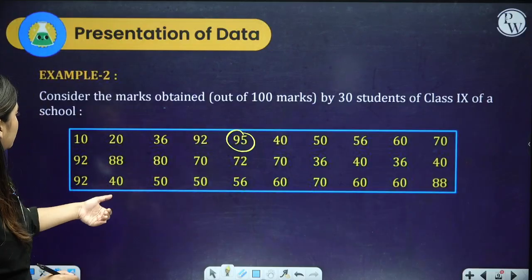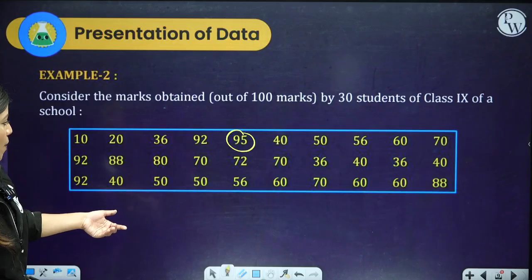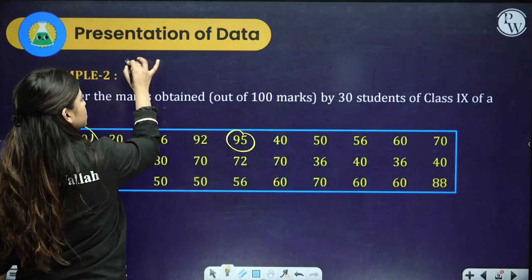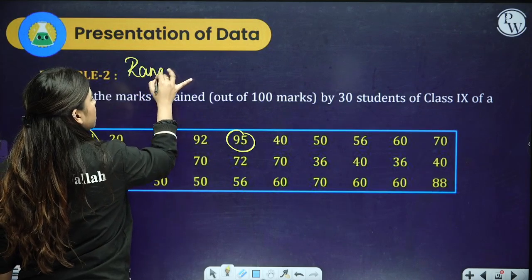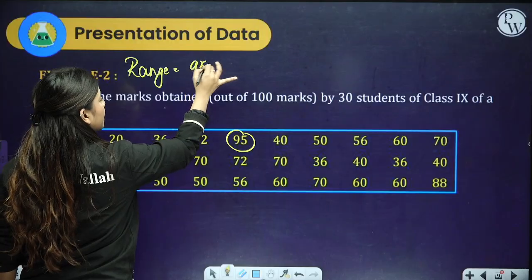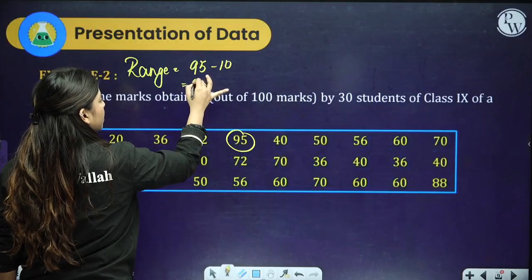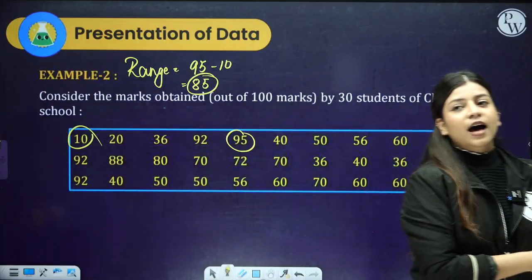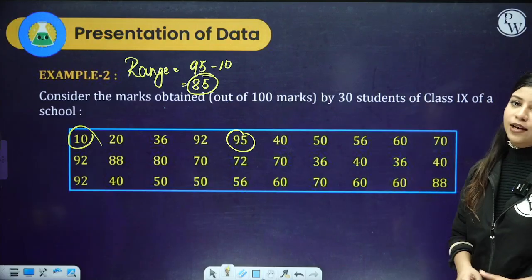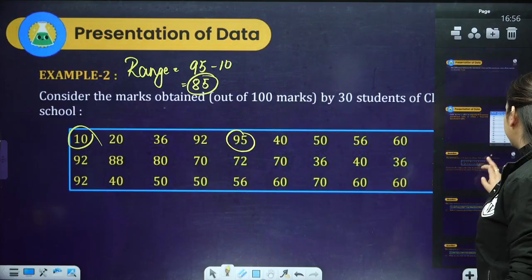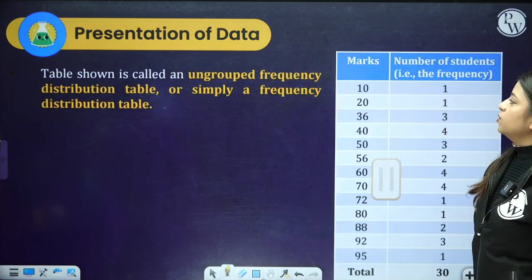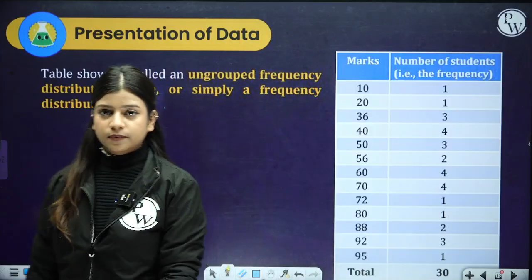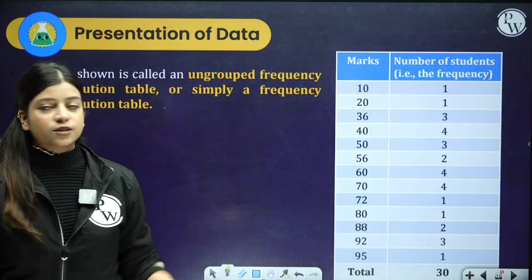Which one is the lowest value? Let's say 10 is the lowest value. So what is the range? Range is the highest value minus the lowest value, that will give you the range of the data. Now this is known as frequency distribution or grouped frequency distribution.